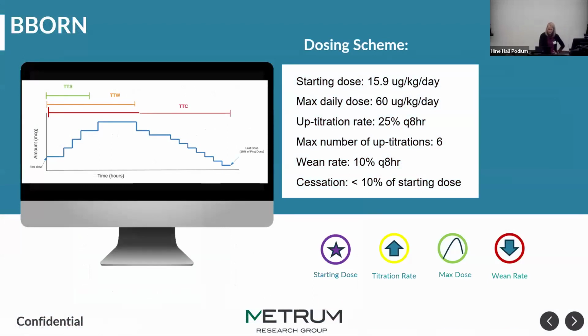And then for this B-born trial, our dosing scheme, I just wanted to show how these knobs that we can optimize with our adaptive dose simulation are part of our dosing scheme here. Our starting dose, which was something we can optimize, was again 16 microgram per kg. And again, these were empirically derived. We hadn't had a model at this point in time yet. Our up titration rate in the study was 25%, every 8 hours they could go up a dose. There was a max number of up titrations, and then the wean rate was about 10% every 8 hours.